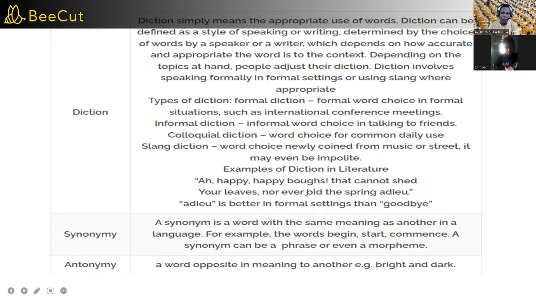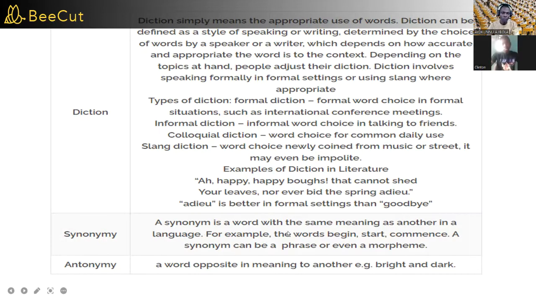So the next thing apart from diction is synonymy. What do I call it? Synonymy. What do I call it? Are you hearing me? Sir, can you hear me? Yes, sir. I said, what did I call the next word? Synonymy. Synonym. Yes.